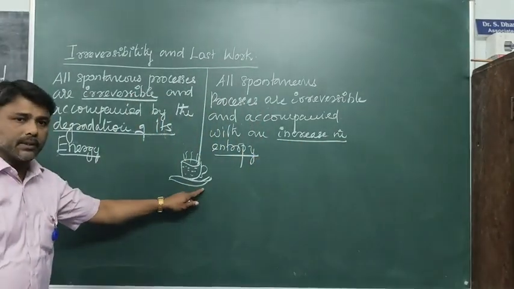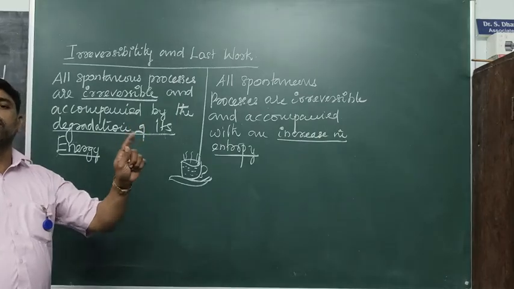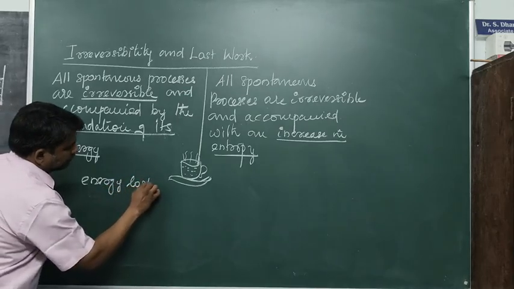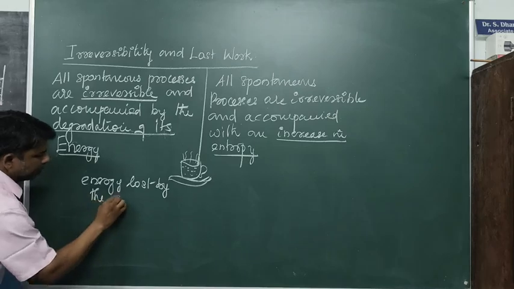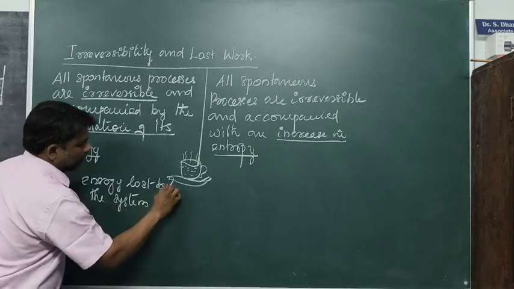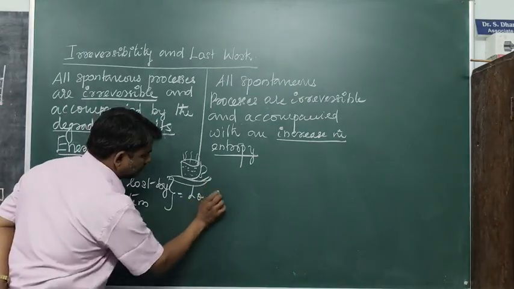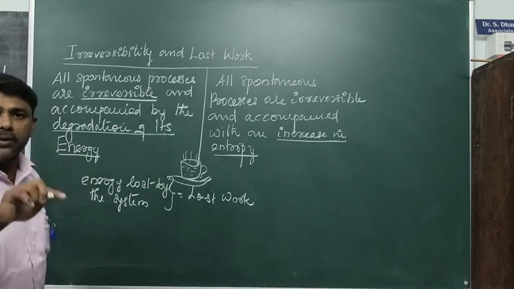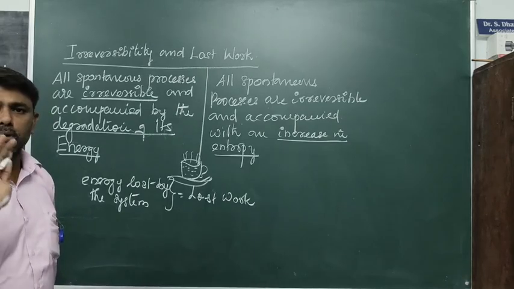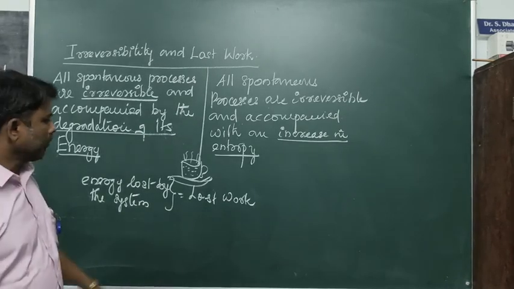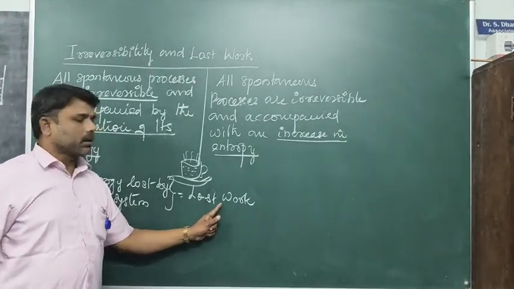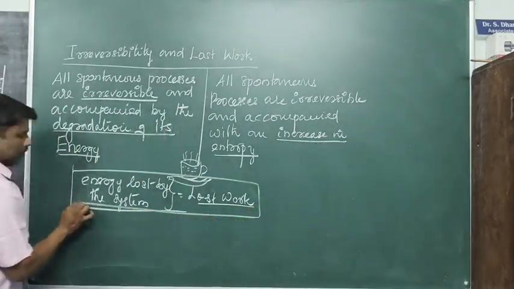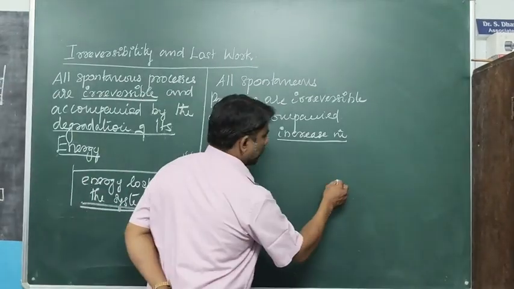The energy lost by the system is the amount of work lost. Energy lost by the system is equal to lost work. This is the amount of energy unavailable to do work. Clear? What I am trying to say is this is the work lost. Now I am going to explain this in a simple manner by a simple process. Listen.